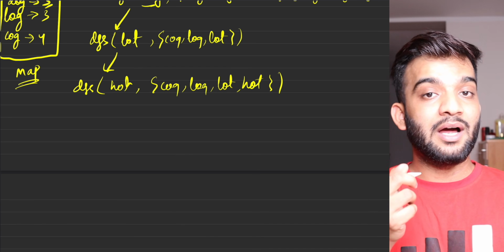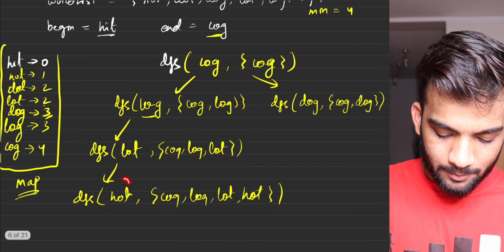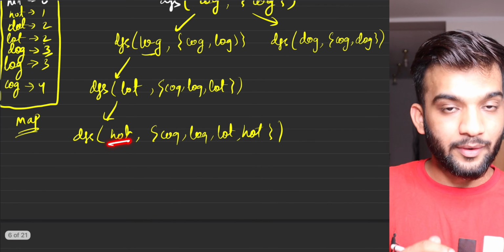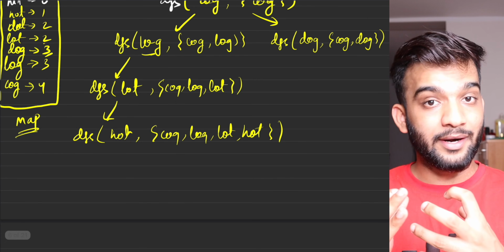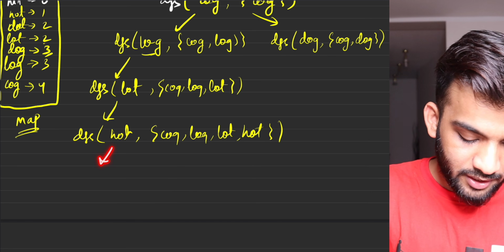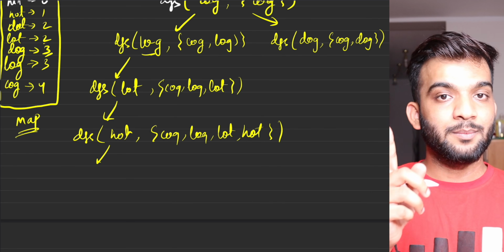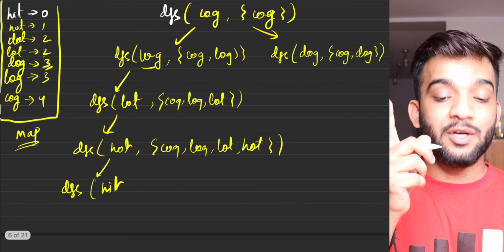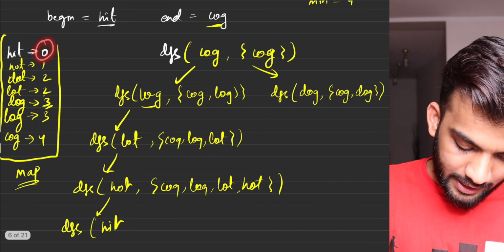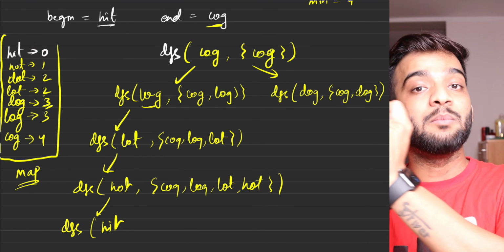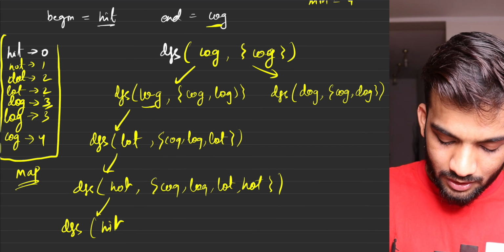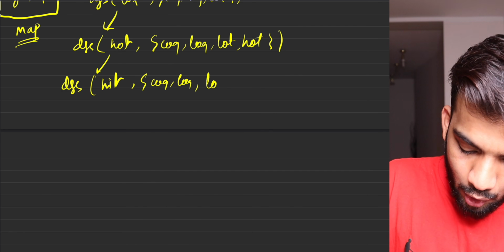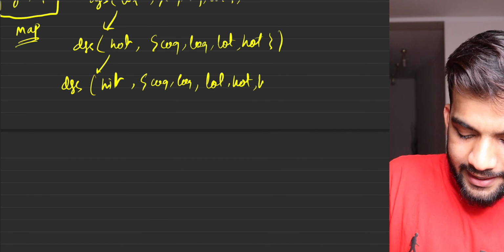Perfect. So we are at hot. Now the moment the call comes to hot, it will try to convert itself to a lot of things. But the only possibility will be DFS of hit. Why? Because hit is at 0 and hot is at 1 before that. So that is possible. So we say the new one will have cog, log, lot, hot, and hit.